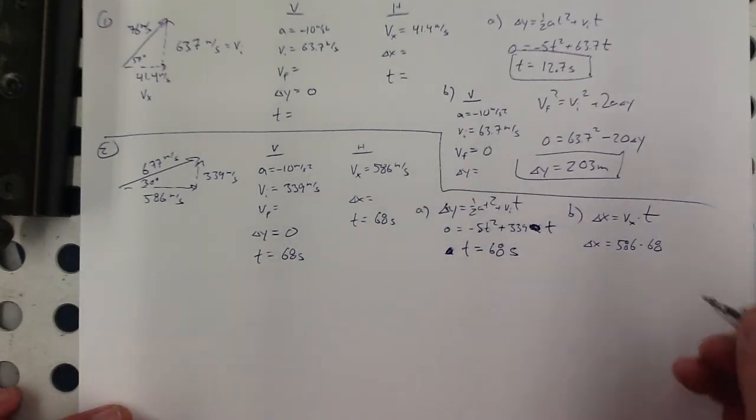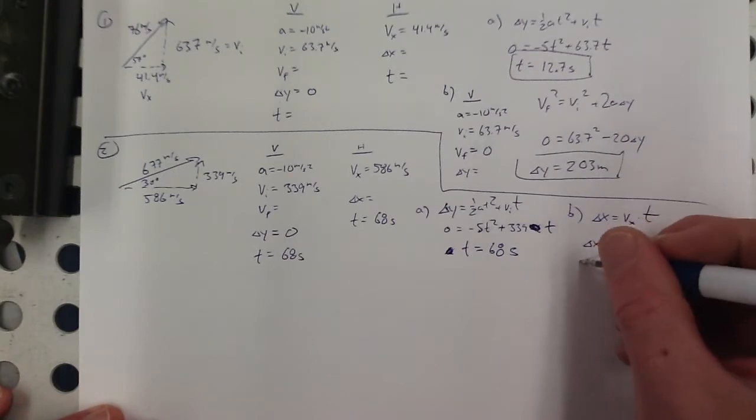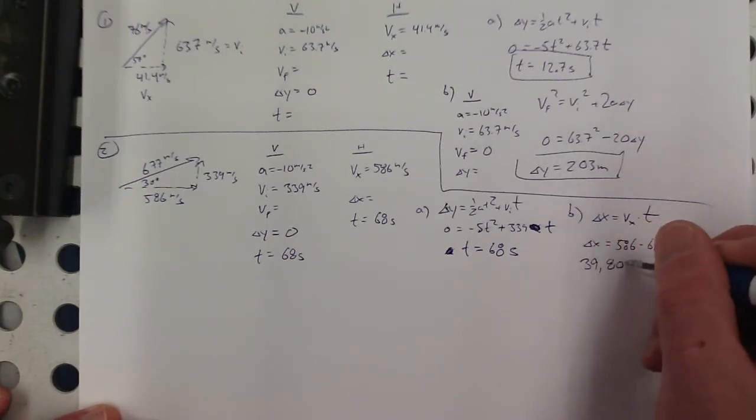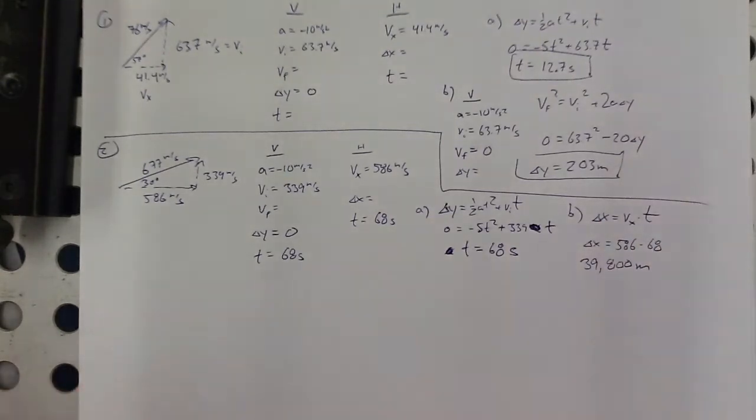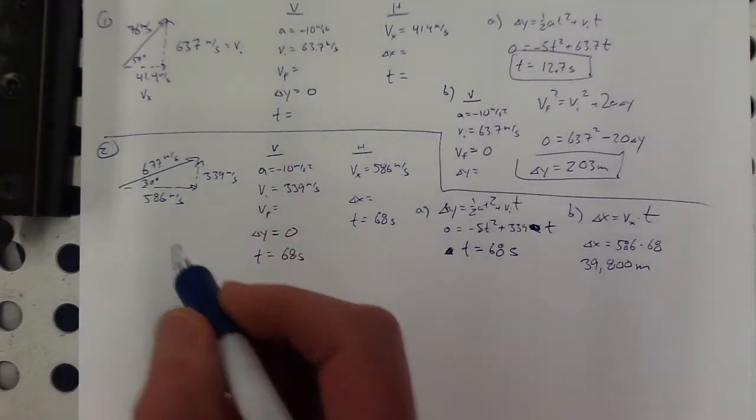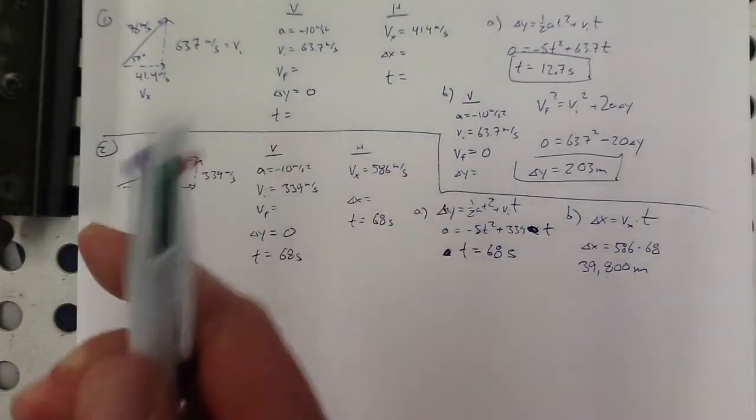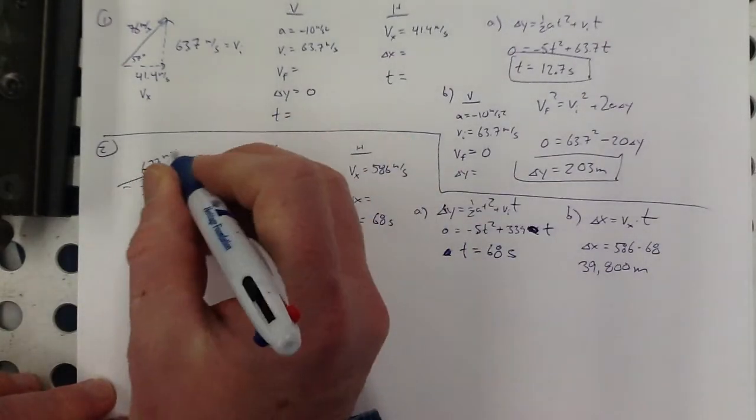So it goes about 39,800 meters. Now, if you're thinking to yourself, that's a lot, that is like not for real. That's 39 kilometers, or about 20-some miles. Would a bullet really go that fast, or that far, I should say? It would. It could most definitely go this fast.